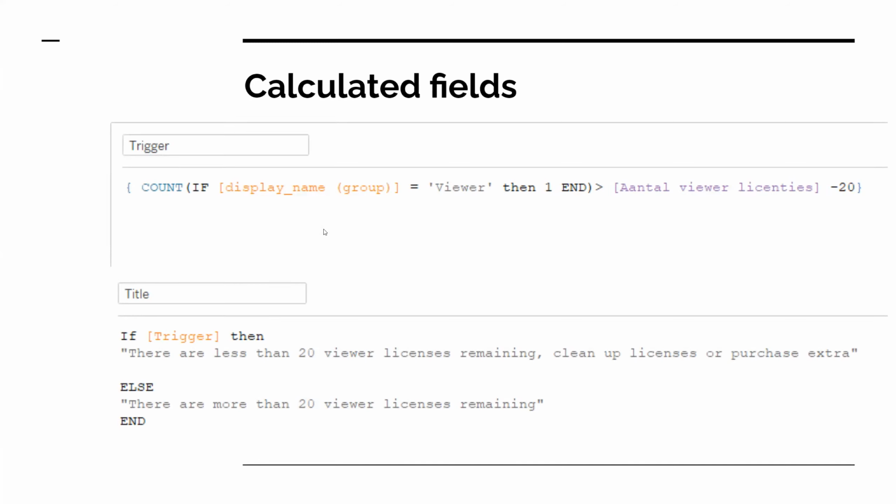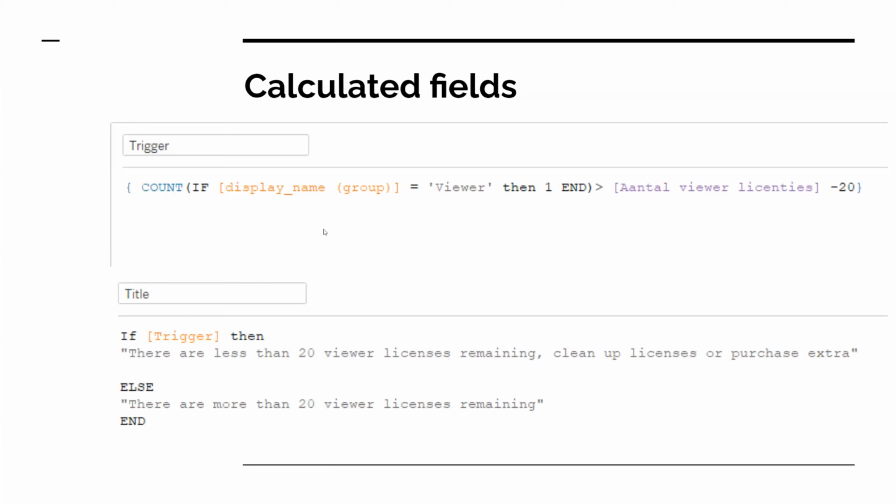Then I'm making 2 calculated fields. First of all, I want to have a trigger or a filter. I'm just going to look at the display name from the site roles, which is the friendly name of the licensing. In my case, I'm just looking at viewers. So I'm going to count the number of viewers essentially. And I'm going to compare that against the parameter with the number of viewer licenses. And I'm going to offset that by 20 because I want to get a message once that threshold of less than 20 remaining has been crossed. So that's my trigger.